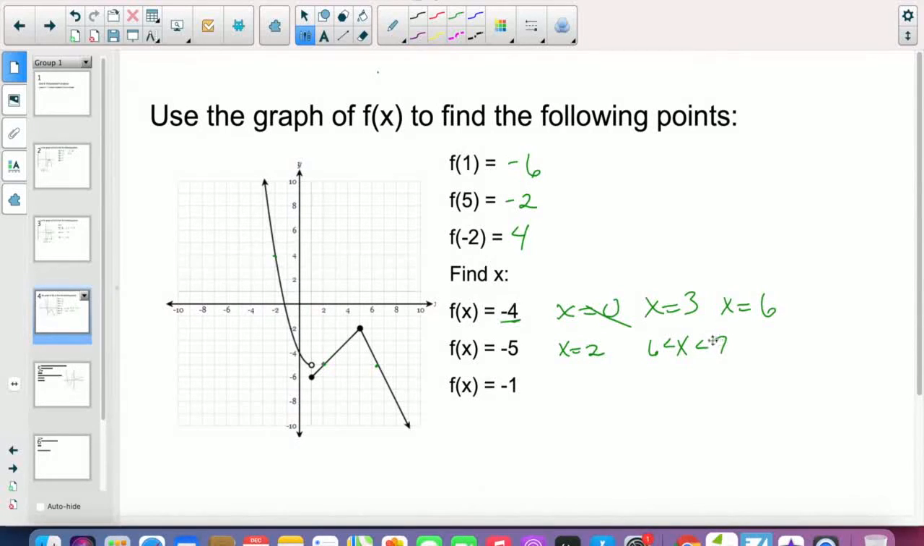Now, in Delta Math, they're not going to give you ones that have a fraction like that, but I wanted to make sure you understood how to approach that if something like that were to happen. But again, in Delta Math, you don't have to worry about that. F of x equals negative 1. When is y equal to negative 1? Well, y equals negative 1 right here, and that happens when x is negative 1.